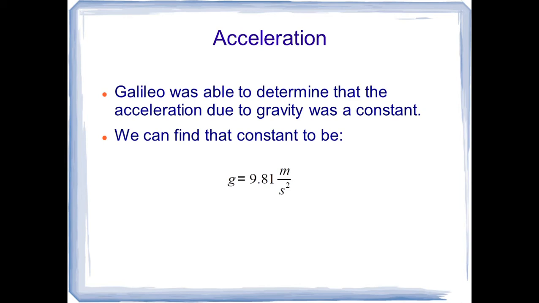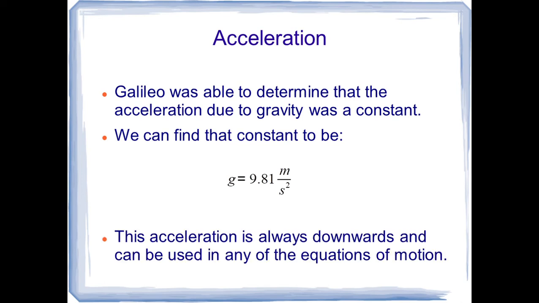A lot of times we'll just use 9.8 meters per second squared in most cases, just to be a little more general. A lot of times, especially in the AP curriculum, they'll just use 10, which for most cases is close enough. But it's always going to be pointing downwards, and that's the nice thing. For all of our equations of motion, we just use that g, that 9.81 or 9.8 meters per second squared, in the negative direction.